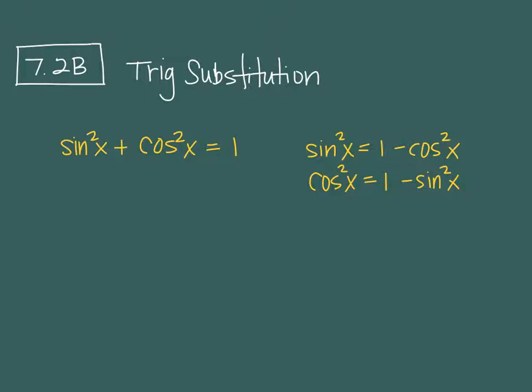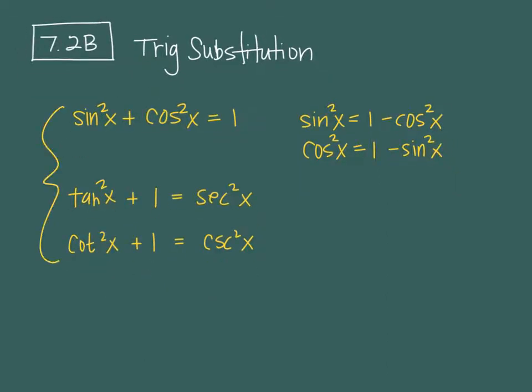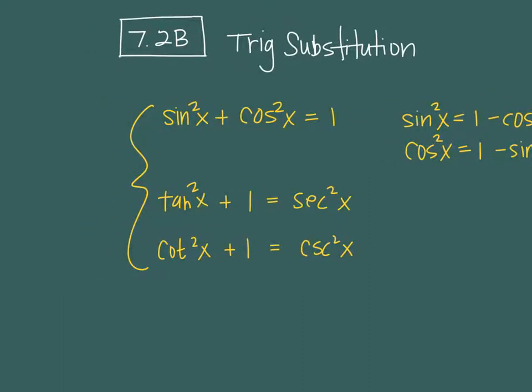There's another one that says tangent squared plus 1 equals secant squared, and you have the variations on that where you can have it look like subtraction or move those different things around. There's also cotangent squared plus 1 equals cosecant squared. So again, you just have the different varieties of that. Those are the Pythagorean identities.